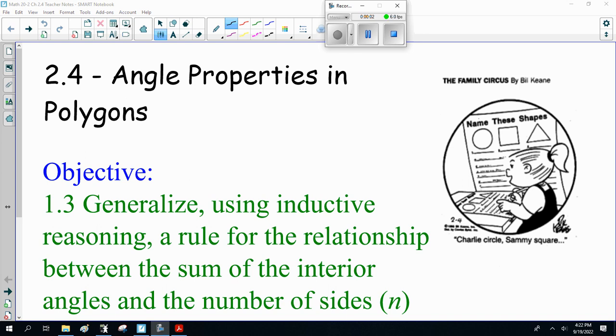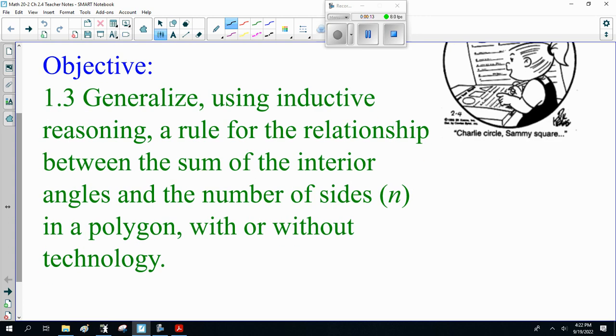Hello, ladies and gentlemen. Welcome to Math 20-2, Chapter 2, Section 4, Angle Properties and Polygons, Part 1. Now, the objective today is to generalize using inductive reasoning a rule for the relationship between the sum of the interior angles and the number of sides n in a polygon with or without technology.